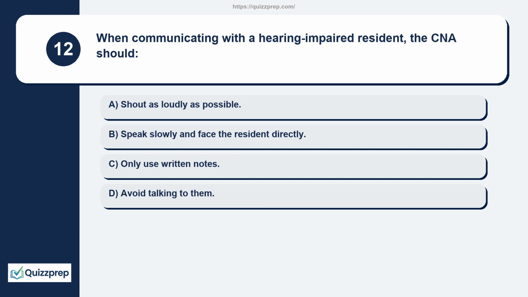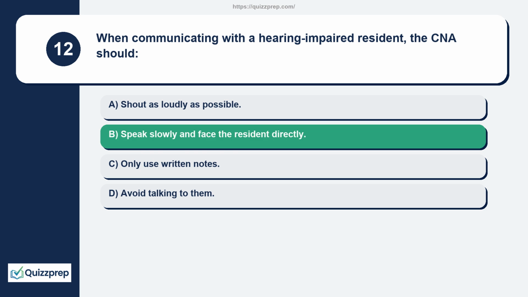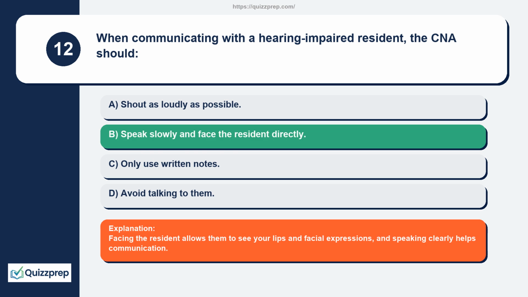Question 12. When communicating with a hearing-impaired resident, the CNA should shout as loudly as possible, speak slowly and face the resident directly, only use written notes, avoid talking to them. Facing the resident allows them to see your lips and facial expressions, and speaking clearly helps communication.